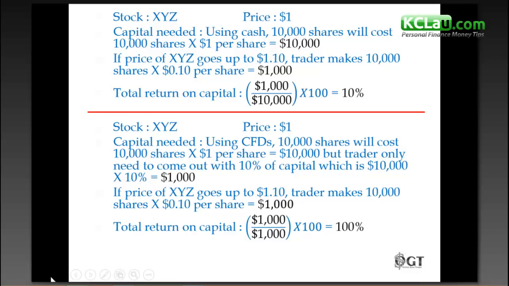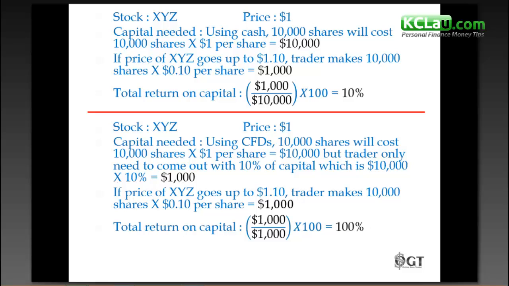And let's say that we go through the same scenario again. You make $1,000 from the trade. Because your capital outlay is $1,000 only, you actually make a 100% return. The difference between these two is CFD is more for short term because every day they charge you interest, based on a formula that is roughly 2 to 3% per annum. They charge you every day, even on Saturday and Sunday. So CFD is more for short-term trading.